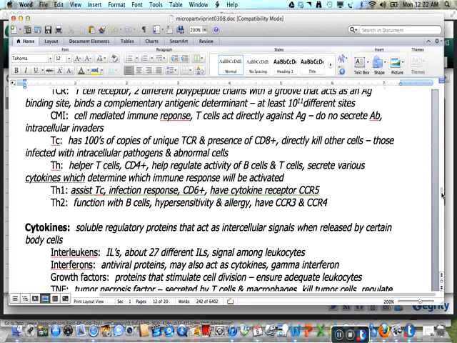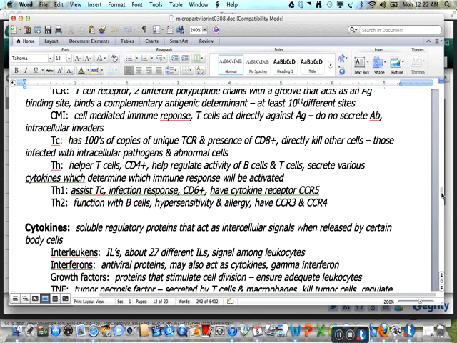The TH, or T helper cells, are CD4 positive, meaning they have the CD4, or cluster of differentiation 4, marker on them. They help regulate the activity of B cells and T cells and secrete various cytokines which determine which immune response will be activated.